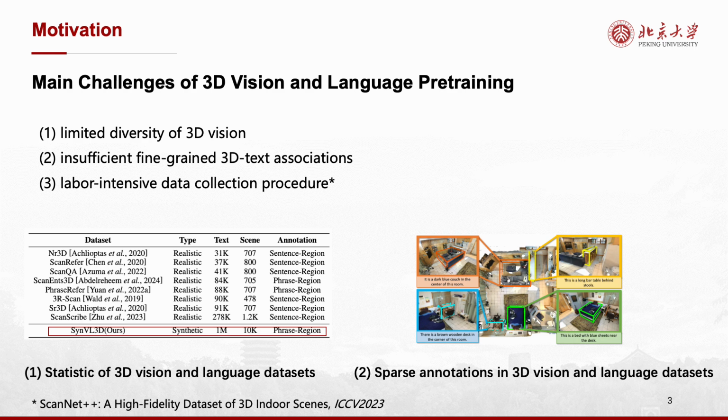Secondly, insufficient fine-grained 3D text associations. ScanScribe provides 278,000 descriptions of objects, where only the sentence-level target object is annotated, and it ignores the other fine-grained associations between the spatial region and other objects mentioned in the sentence. Thirdly, labor-intensive data collection procedures, such as ScanNet++. The 3D data collection of a real scene needs 30 minutes and annotating requires 1.93 minutes.